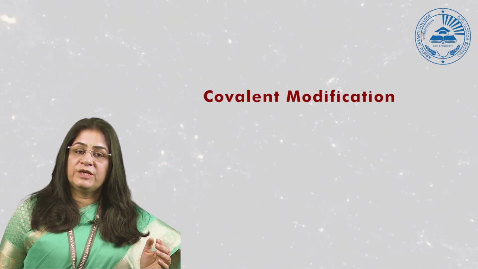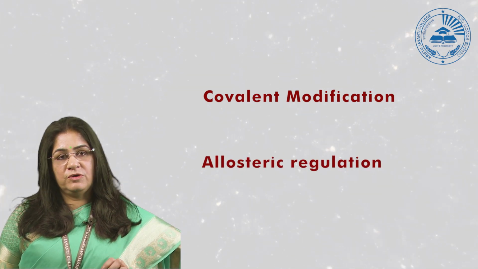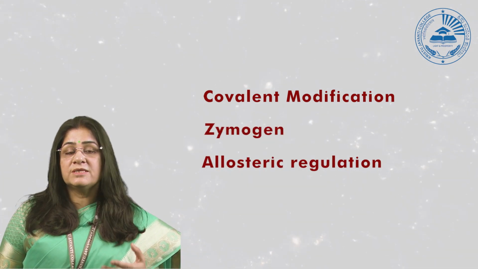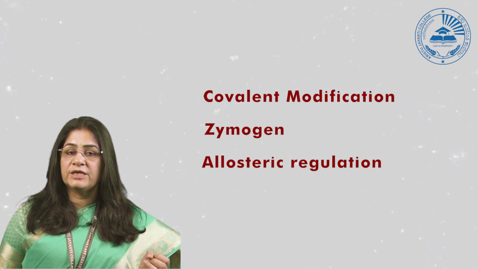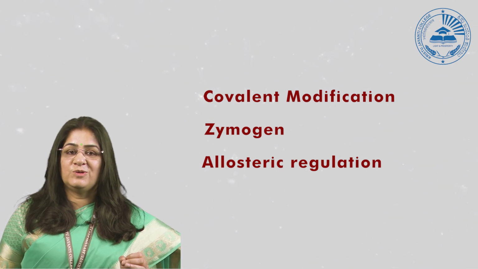Today we have discussed the different types of metabolic regulation by enzymes and the different types of enzyme regulation. We discussed that there are basically two types. One is at the gene expression level, where the synthesis or degradation of enzymes is controlled. Then we also discussed the covalent modification as well as the allosteric modification. We also discussed zymogen activation. So: covalent modification, zymogen activation and allosteric regulation.